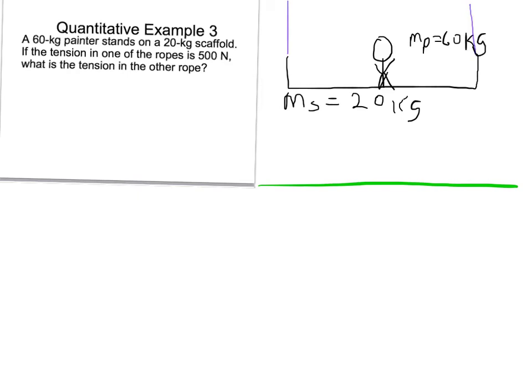Okay. Fix my K up a little bit maybe. Or just make it worse. So I want to know what the tension in one of the ropes is. The problem says the tension in one rope, and we'll call it FT1, is 500 newtons. I'm now trying to find out what the tension in the other rope is. So FT2 equals question mark.